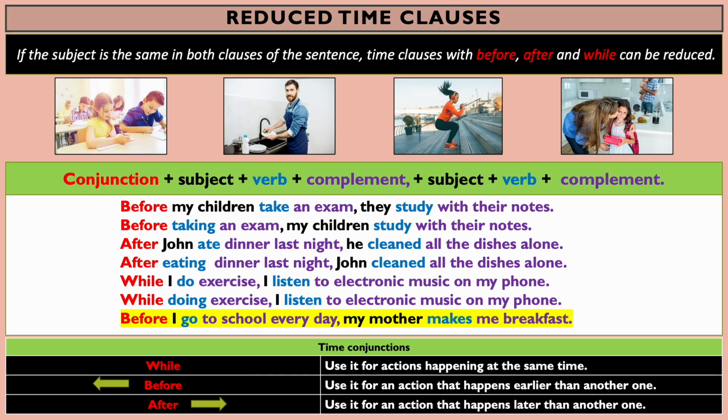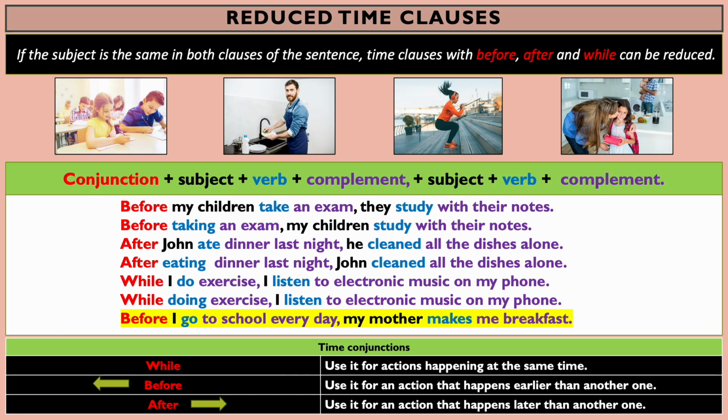But if you analyze example number 1, example number 2, and example number 3, there is something in common, and it's that they have the same subject in the first part and in the second part of the sentence. Let's analyze. Before my children take an exam, they study with their notes. My children and they, it's the same subject. So it's fine. You can do the reduction. Before taking an exam, my children study with their notes.